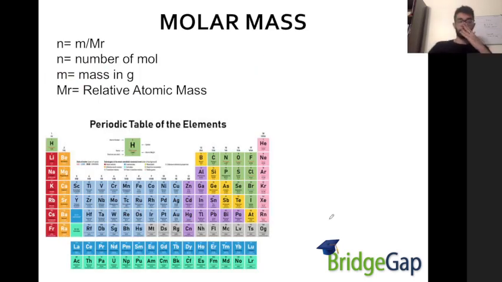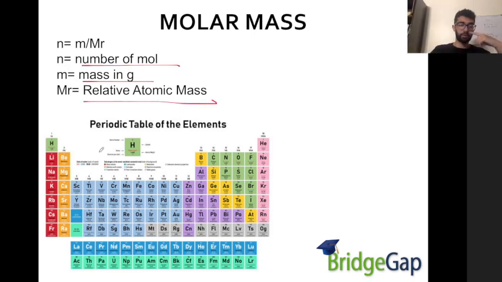And so now let's get into one of our final topics, and that is molar mass. So what really is the molar mass? To find the molar mass, we use this formula right here. It's N is equal to M over Mr. And so the units for N is number of moles, and that's what it represents. M is in mass, and Mr is the relative atomic mass.